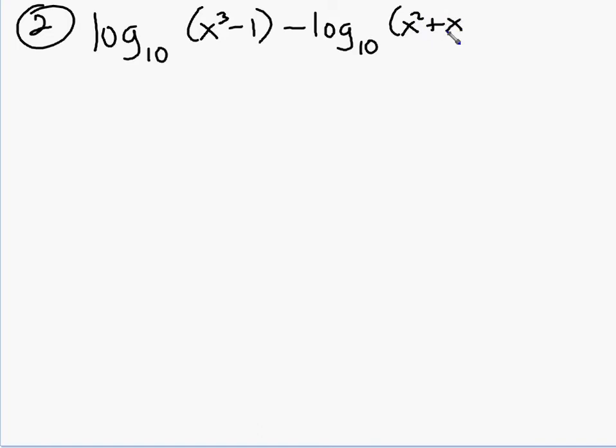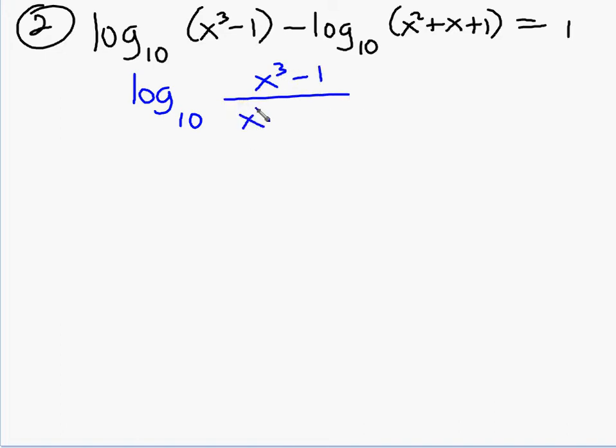Number 2. Log base 10 of x cubed minus 1 minus log base 10 of x squared plus x plus 1 equals 1. Well, we need to condense again, only this time there's a minus sign up there, so it's going to be a quotient. So I'm going to have log base 10 of x cubed minus 1 over x squared plus x plus 1 equals 1.